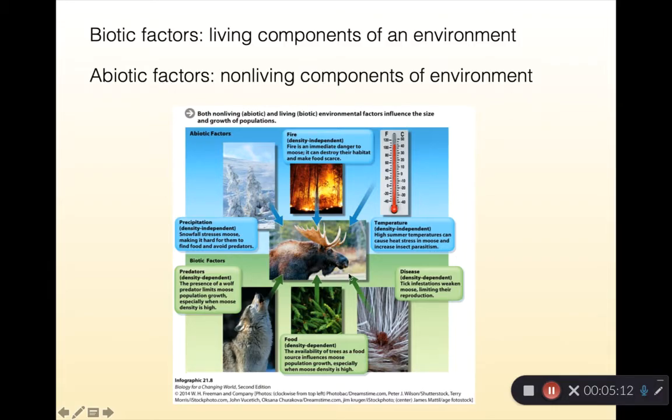However, when we think about something like temperature, high summer temperatures can cause stress in the moose and increase insect parasitism. So here we have an abiotic factor that is density independent. So spend a little bit of time thinking through what might be some examples of density independent factors, which are biotic, and then density dependent factors, which tend to be biotic functions of the environment.